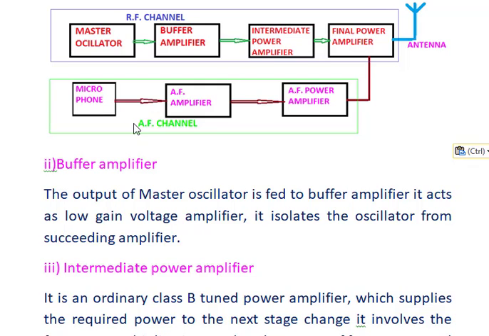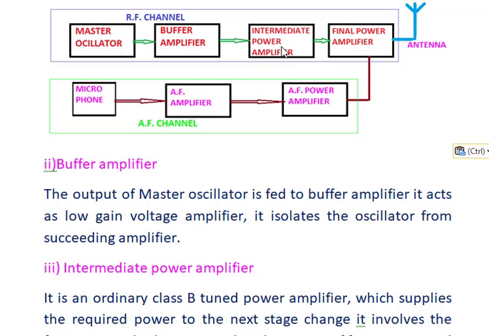Then it consists of the buffer amplifier. The output of the master oscillator is fed to the buffer amplifier. It acts as a low gain voltage amplifier. Another use of this buffer amplifier is that it isolates the master oscillator from the succeeding stages, the succeeding amplifiers.